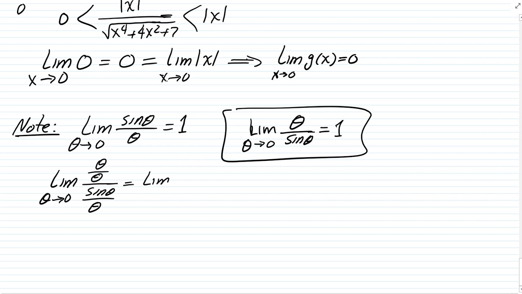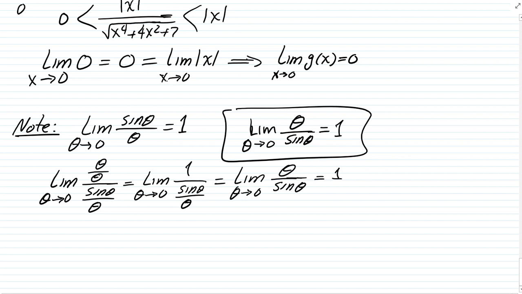Now, that's the limit as theta goes to 0. Theta over theta is 1. And sine theta over theta, right, is that. Now, in the denominator, you're dividing 1 over a fraction. You're going to invert and multiply the fraction. So it's going to be theta over sine theta, right? And that's going to be equal to 1. Okay. So there we have it.